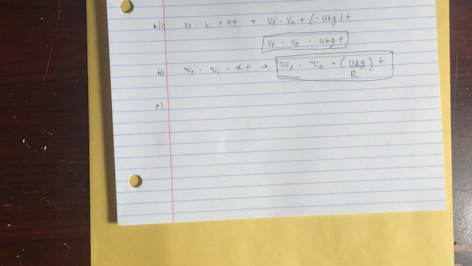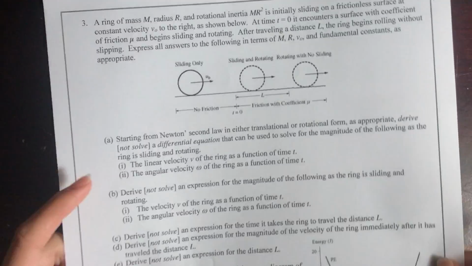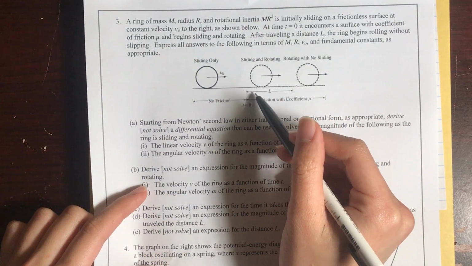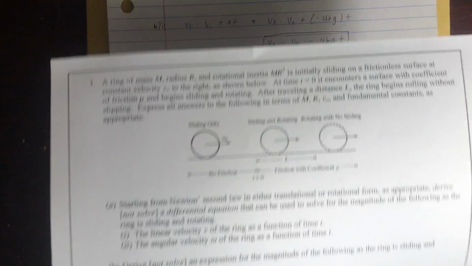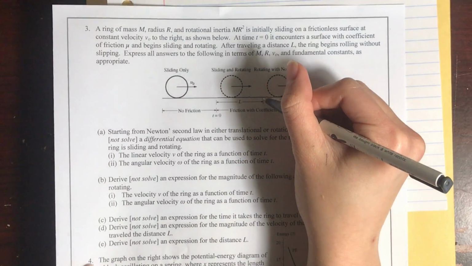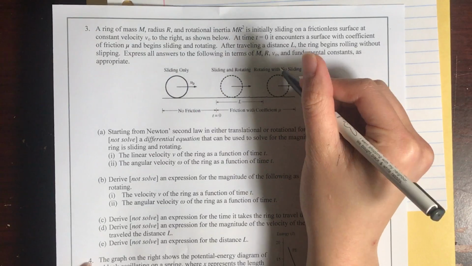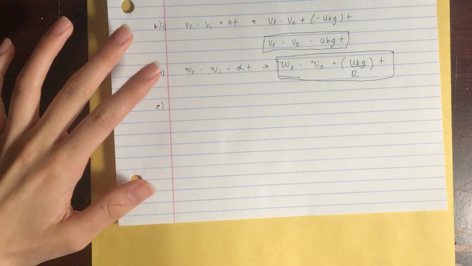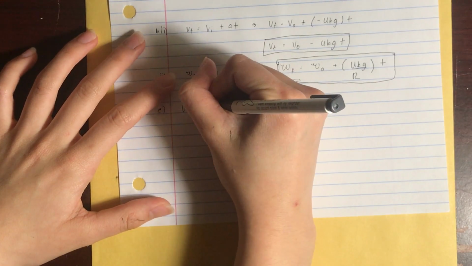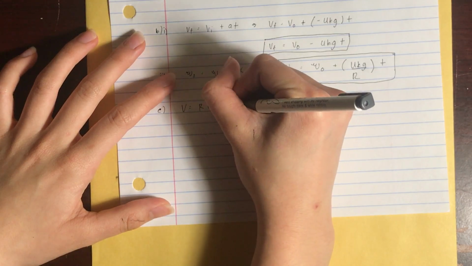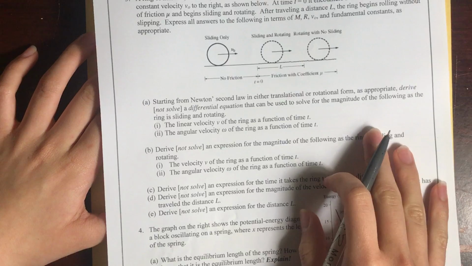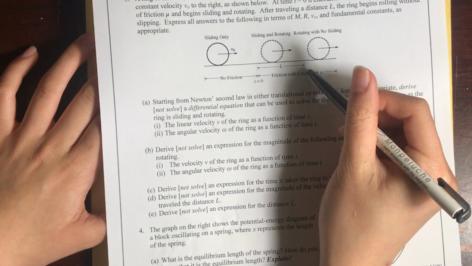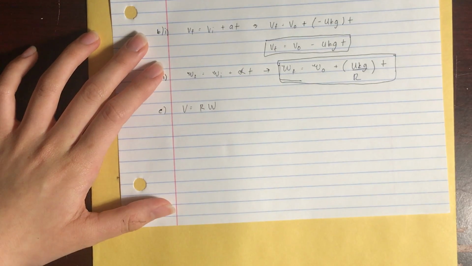It asks us to find an expression for the time that it takes the ring to travel the distance L. So the distance L is given as the distance that the object is sliding and rotating. We know that when the object stops sliding and is only rotating, the velocity will equal radius times angular velocity, which is also where the end of L is. So we can use that constraint to help us find L.